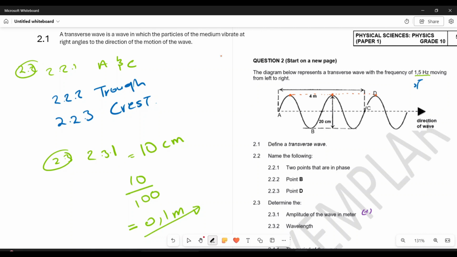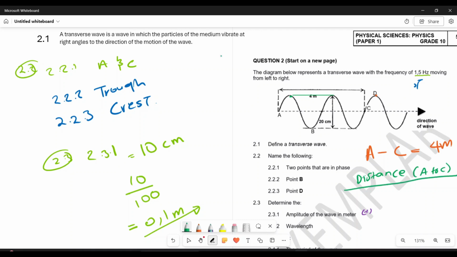Now we are being told that the distance from A to C is equal to 4 meters. So if I know that the distance from A to C is 4 meters, how would I be able to find the wavelength? I would take my distance from A to C and divide it by the number of complete waves from A to C. Now, my distance from A to C is 4. How many complete waves do I have from A to C?